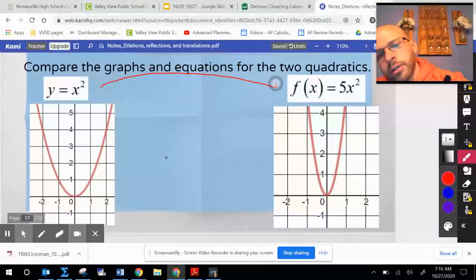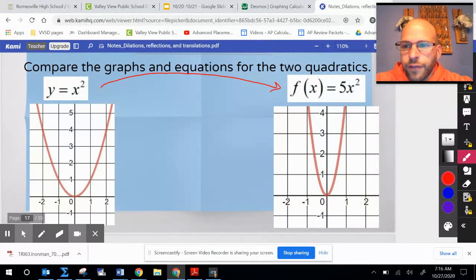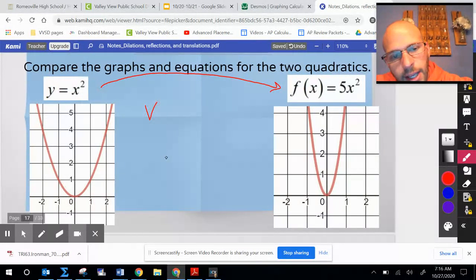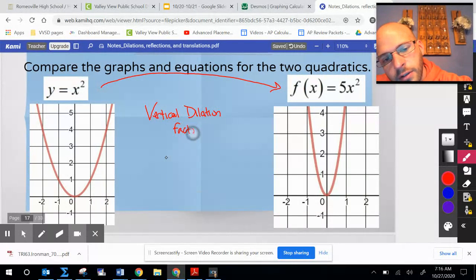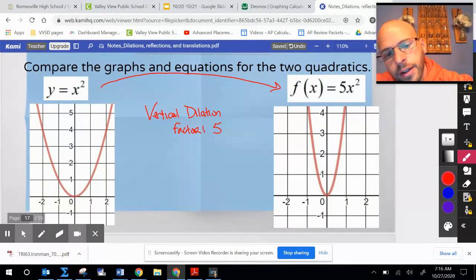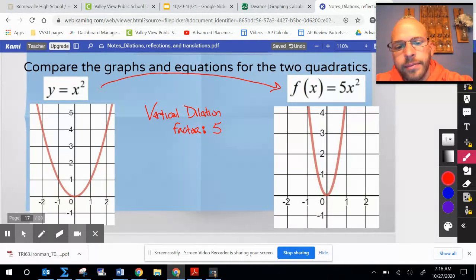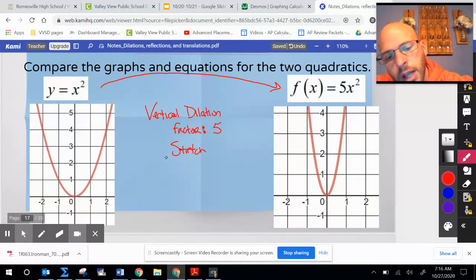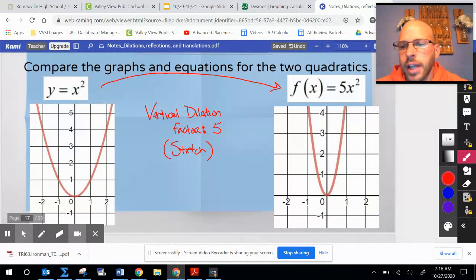So you take a look at this graph. If I were to go from x squared to 5x squared, this has a vertical dilation factor of 5. Now you have to write one more thing for me. Because 5 is bigger than 1, not only do you have to tell me it's a vertical dilation factor, but you also have to tell me that it's going to stretch your graph vertically in the up and down direction.